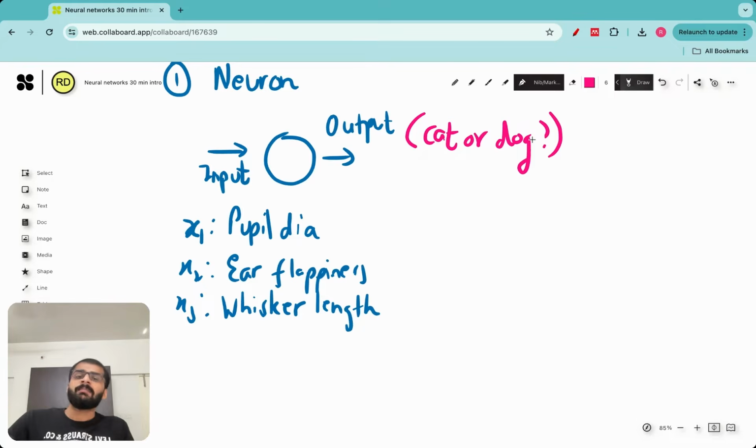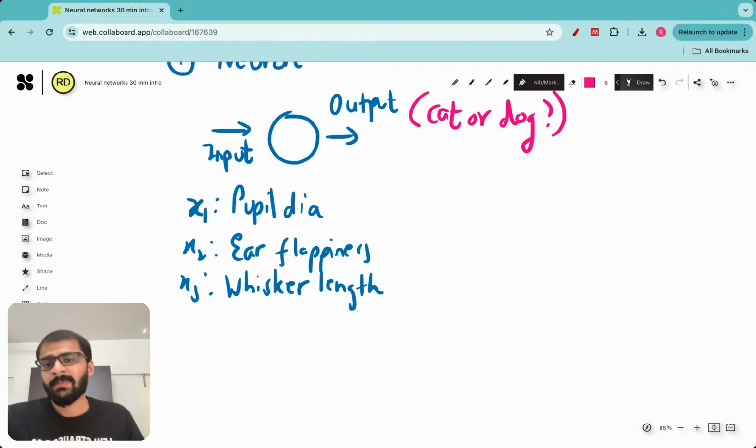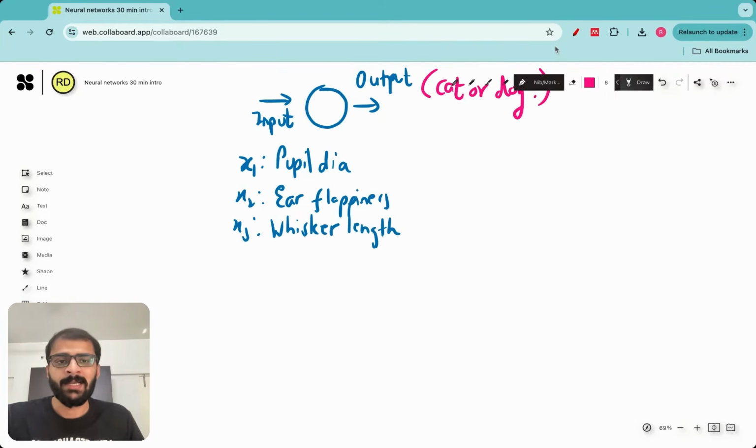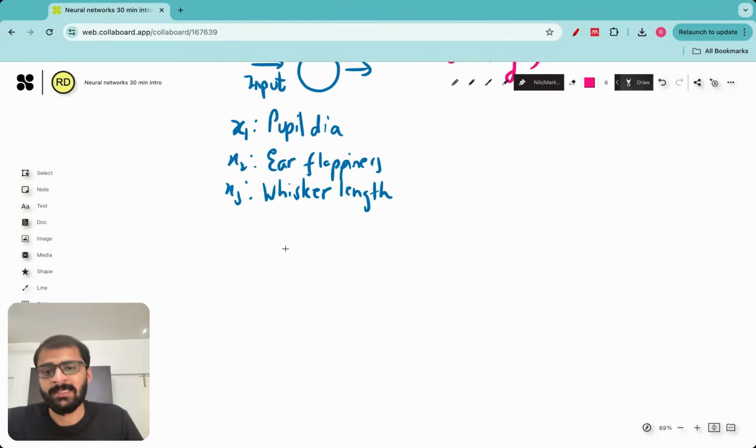So the whole aim of my neural network, which I'm trying to construct here, is that it should take in these three features. It should take in the pupil diameter, it should take the ear flappiness index, it should take a whisker length as three inputs, and then it should output whether it's a cat or whether it's a dog. For the purposes of this demonstration, let's look at a neuron and its input, its output, and what happens within.